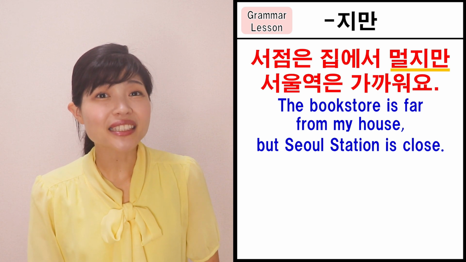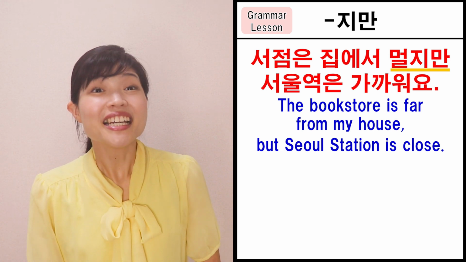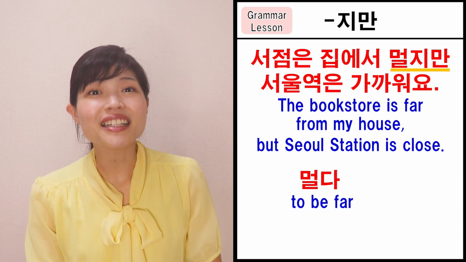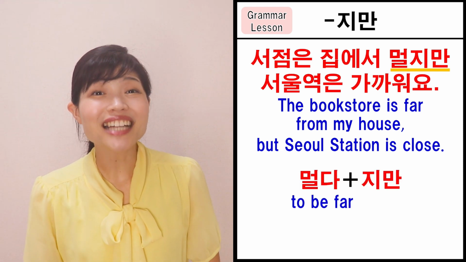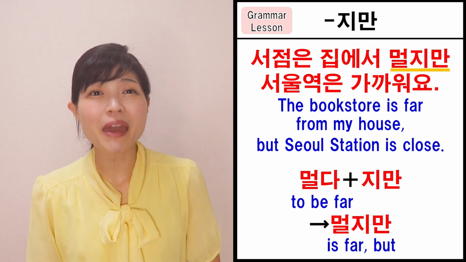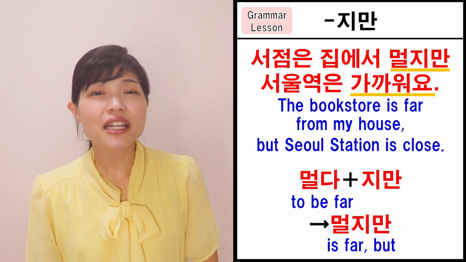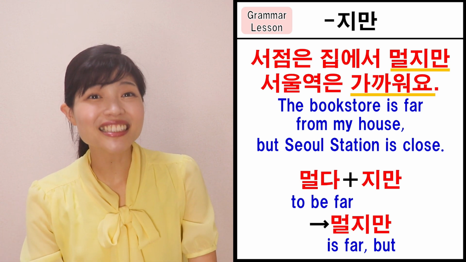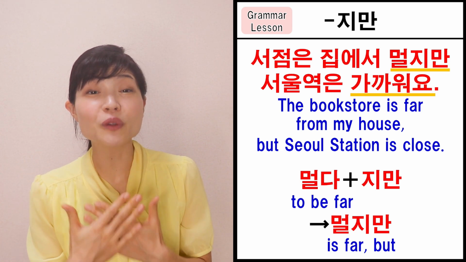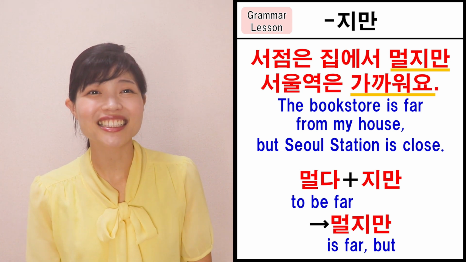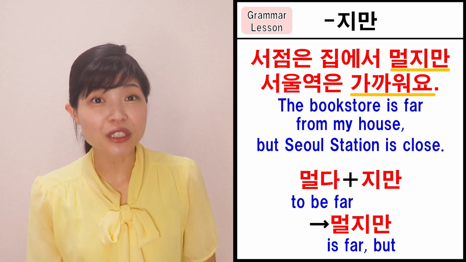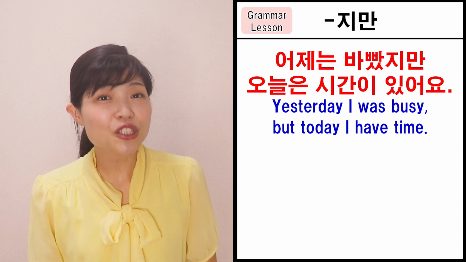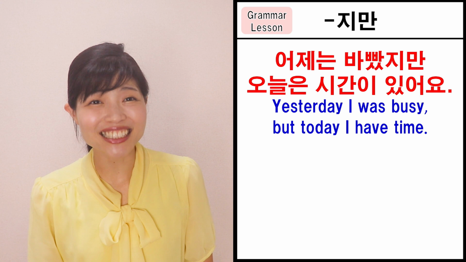Here, let's focus on 멀지만, is far, but. 멀다, to be far, is the dictionary form. You add 지만 to the stem to make 멀지만. You can also see 멀다, to be far, in the first sentence and 가깝다, to be close, in the second sentence. You can connect these opposite words using 지만. Got it? Next, let's look at an example in the past tense.